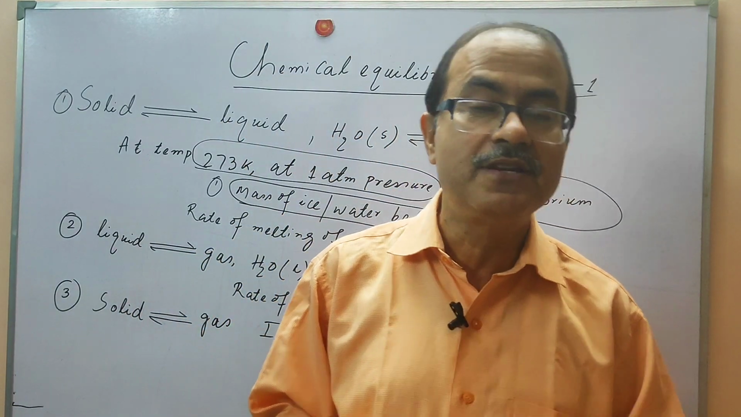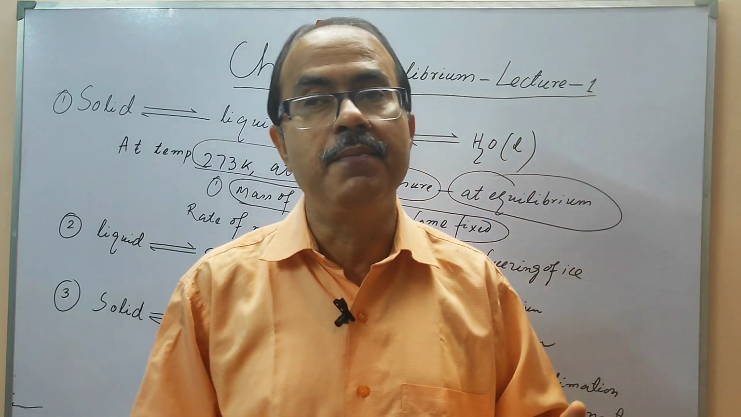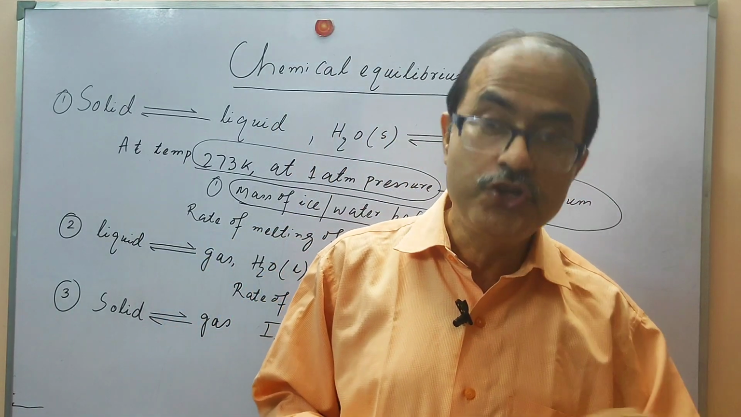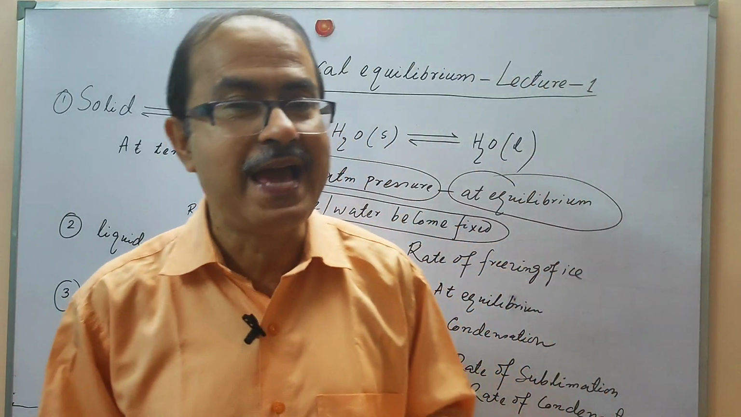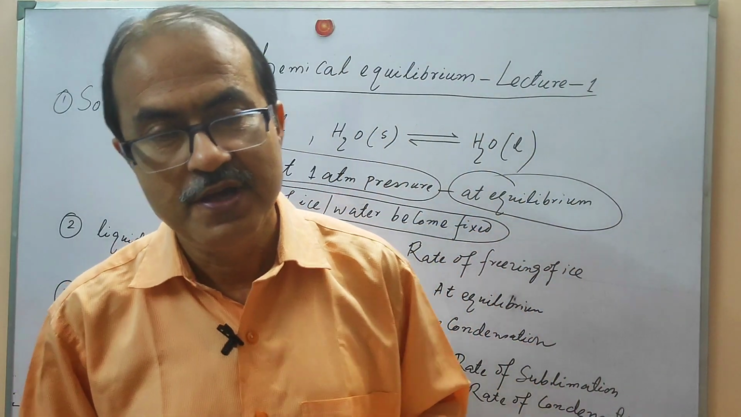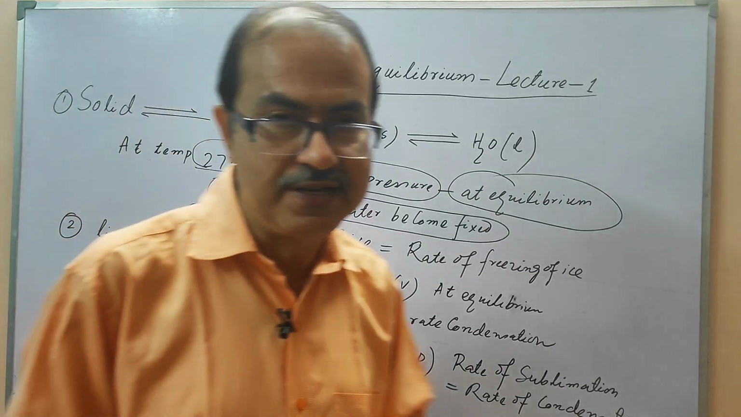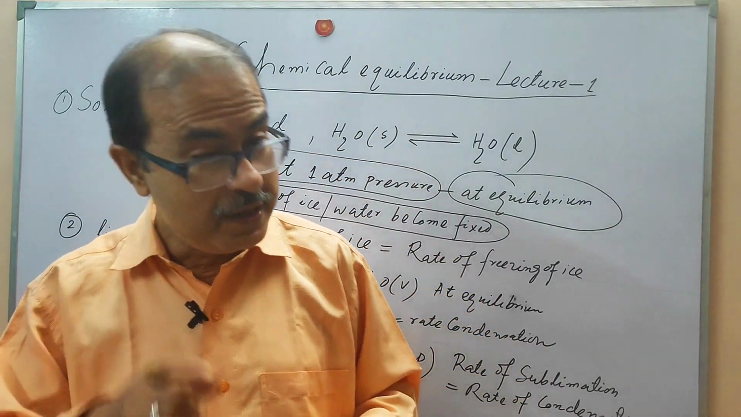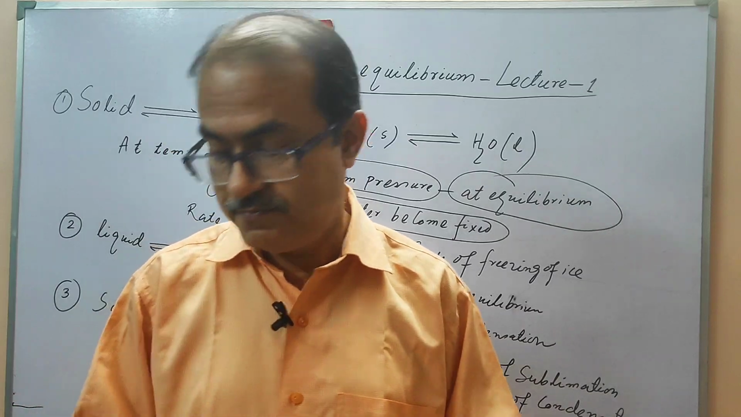And why does it become fixed? Because of the dynamic nature of this equilibrium. At that time, the process is still going on. The process has not stopped, though it looks as if it has stopped. So we will go through these three very important phase or physical transformations, and from this we can understand what equilibrium really is. Okay.